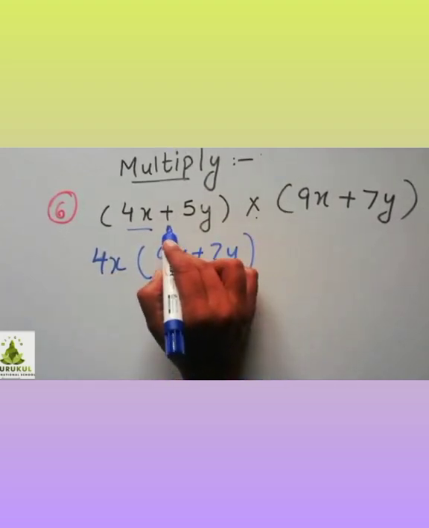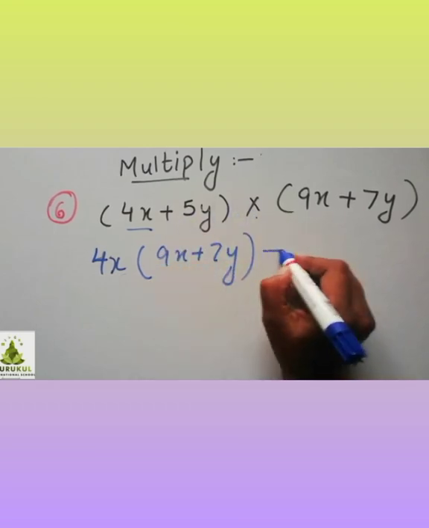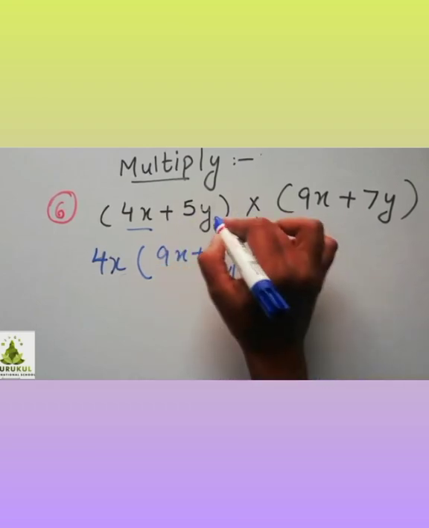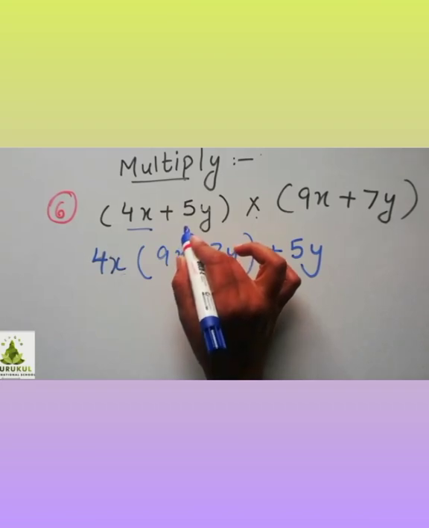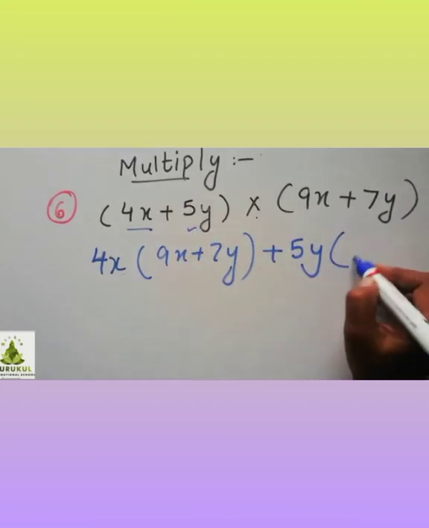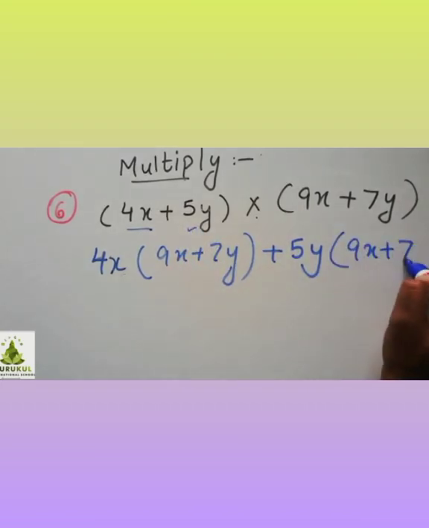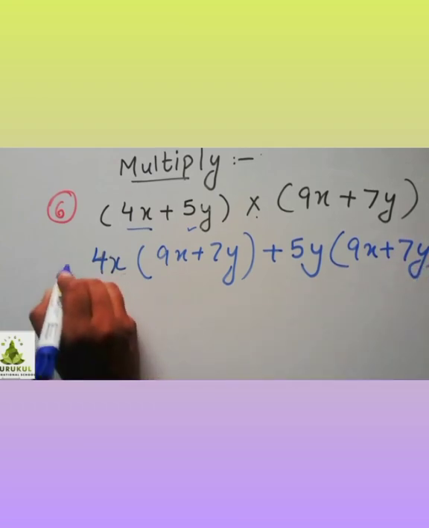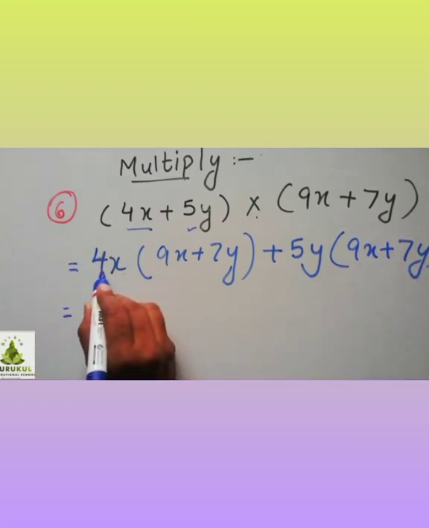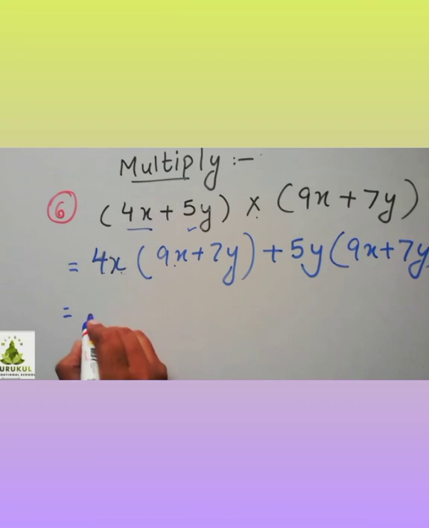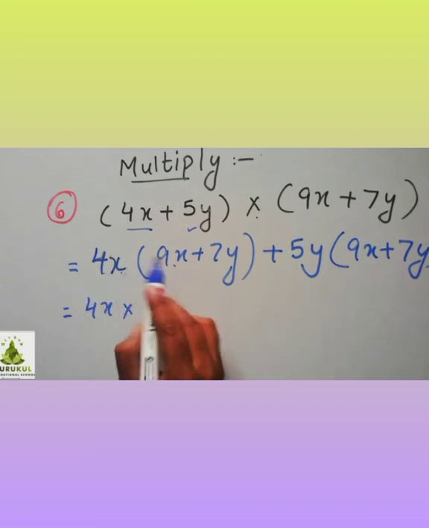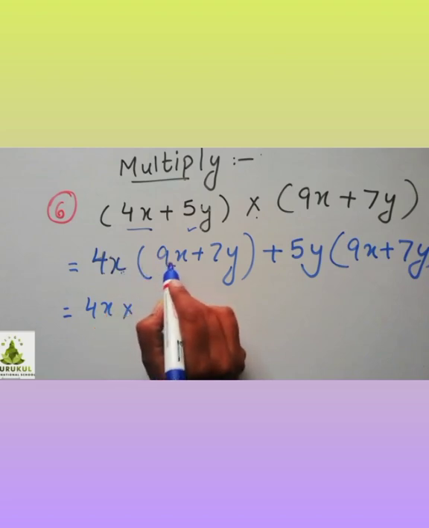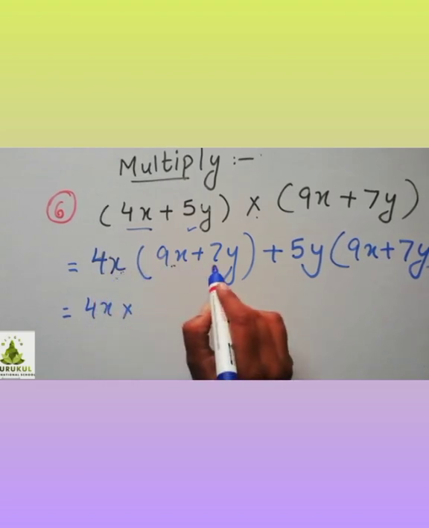Then what is your second term along with the sign? Plus 5y into this full bracket. Is it clear? Now this one into this full bracket, 9x plus 7y. Now you know how to open the brackets. Now here 4x into 9x. So you get 4x into 9x. This 2 you have to multiply. Then with this you have to multiply this.